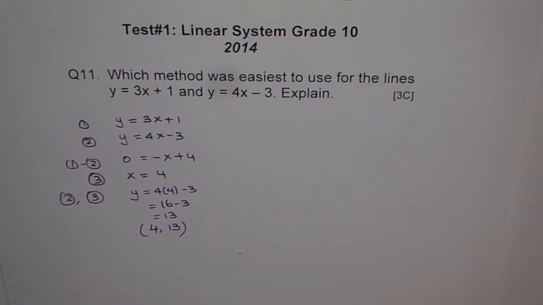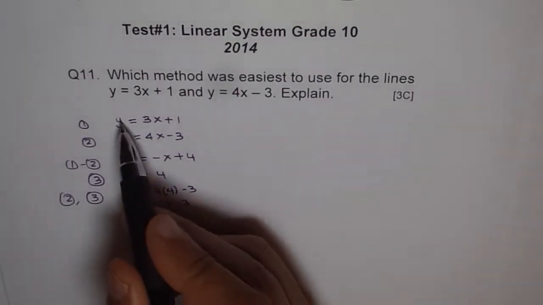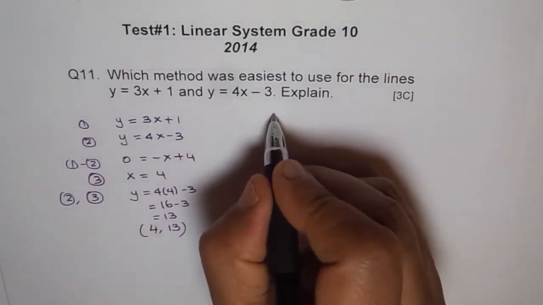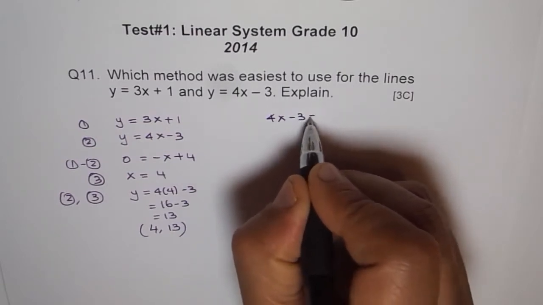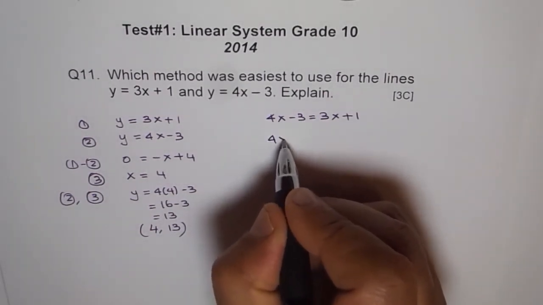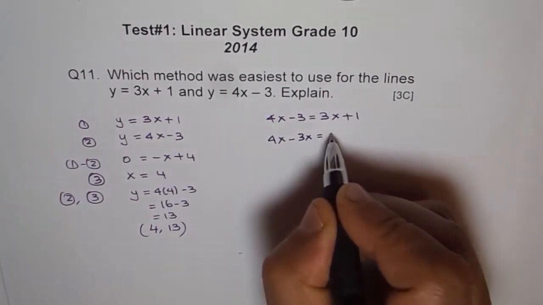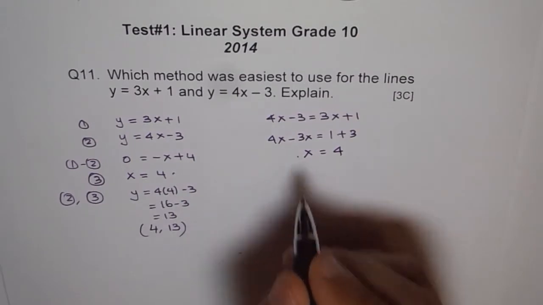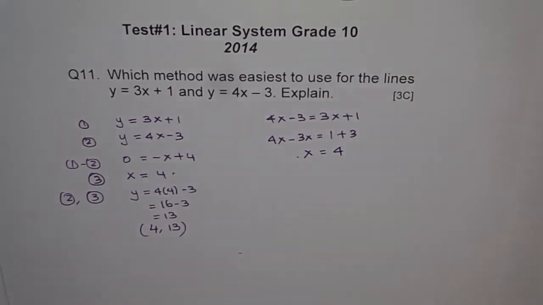So that's our solution by elimination. But if we do substitution, it's the same. Both y's are written, so we can substitute this there. So we get 4x minus 3 equals 3x plus 1. If we bring like terms together, we get 4x minus 3x equals 1 plus 3, or x equals 4. Same answer. Do you see that? It's almost the same number of steps, and then we can plug in 4 and get the value of y. So for this particular situation, both elimination and substitution are equally simple.